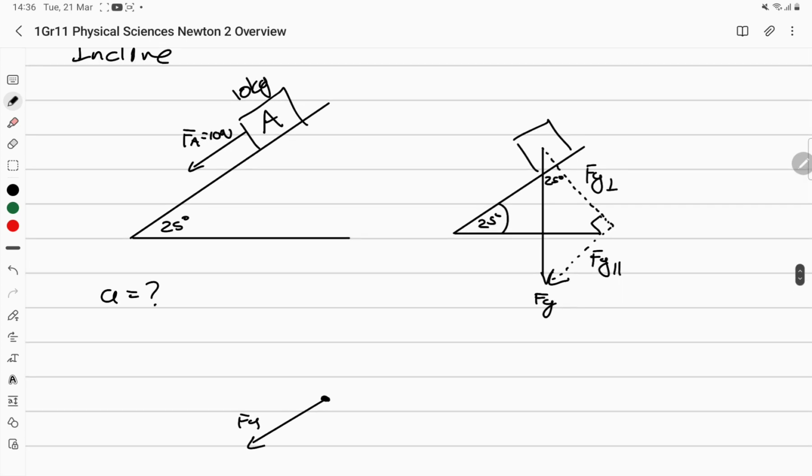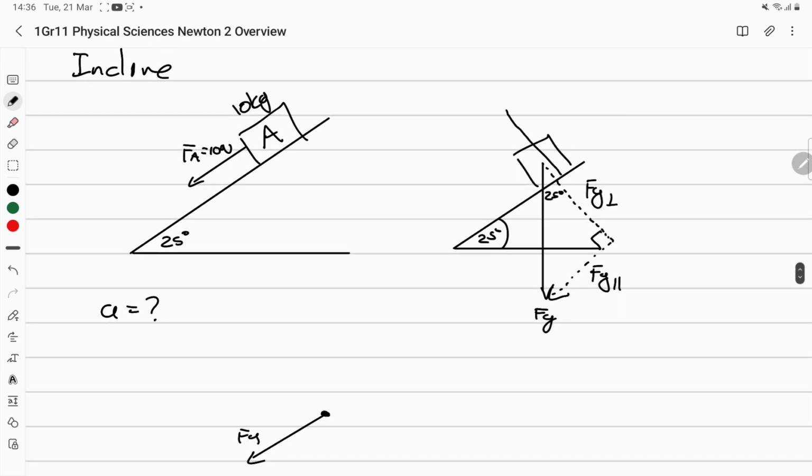Oh, I forgot to put the normal in. There's a normal as well, because it is on a surface. But remember, normal is always 90 degrees to a surface. We have some friction, because you're just assuming there's friction everywhere. And we have an applied force like this.